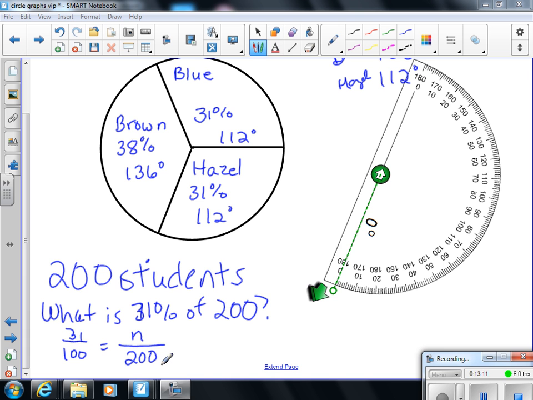Okay, so you calculate this and you get 62. So we would think that in the entire school we would find 62 students with blue eyes. Now this is how you solve a circle graph problem, if they give you some data. Now if I change the number of students, what would change in my proportion? The percent stayed the same because that was my data, but what's going to change? The whole. In other words, if I had 500 students in the school, then I would change the 200 to 500. Are there any questions on circle graphs? We have learned how to create and analyze circle graphs today.